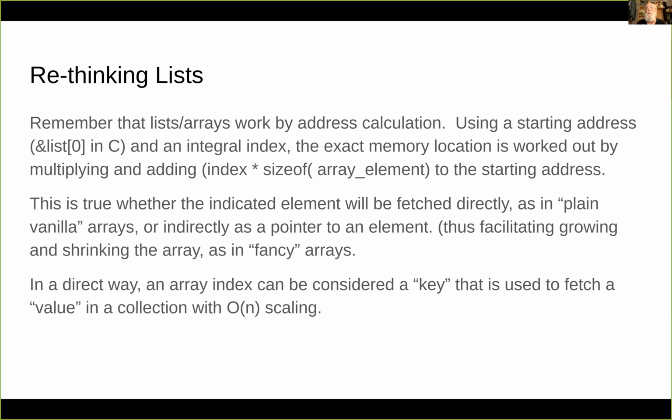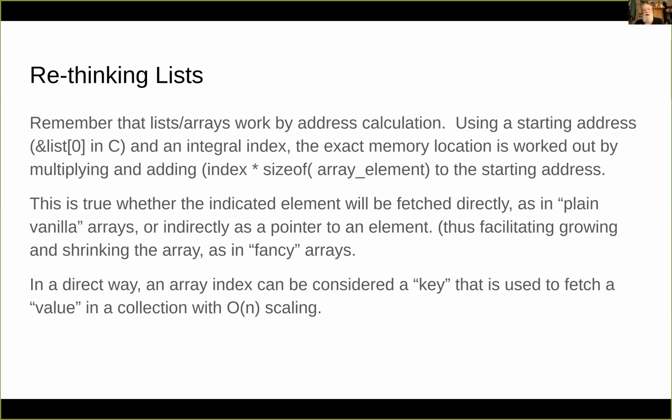So let's think back a minute to what we talked about with lists and arrays in the earlier videos. Those structures work by what I call address calculation. In other words, knowing the starting address of the array, which would be ampersand list 0 in C, and an integral index, meaning an integer index like a byte or a char or an int or a short or long, the exact memory location for the element you want is worked out by just multiplying and adding. You take the starting address of the array, you add to it index times the size of the array element, and you have a machine address that will take you directly, order 1, to that element. So they're very efficient and very fast.